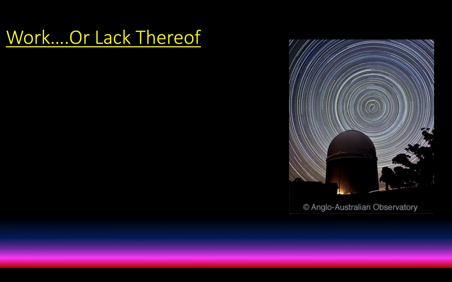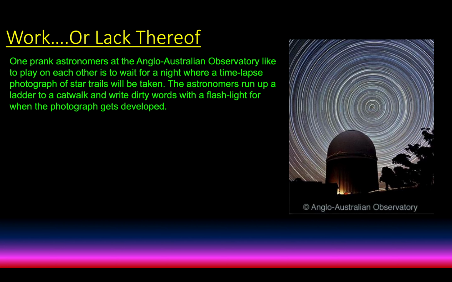So, as an example, work or the lack thereof. One prank that astronomers like to do at the Anglo-Australian Observatory is they will wait for a night when someone is going to set up a camera and take a picture of star trails. So what you do is you open the shutter of a camera, you leave that shutter of the camera open for something like 6 or 8 hours, and as the Earth rotates, the camera is stationary relative to the observatory dome, but the Earth is rotating and it will appear as though all the stars are rotating in the sky.